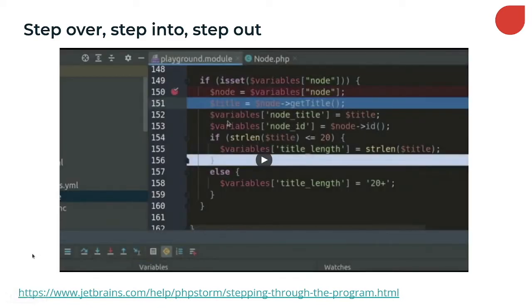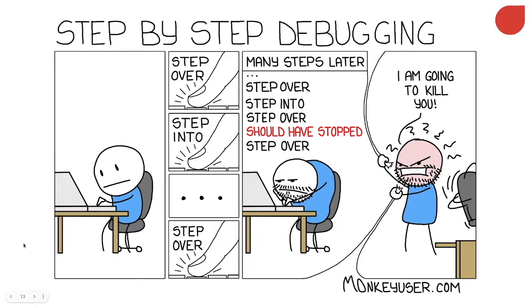And now I have found a really nice image that is the usual scenario when using the step over and step into. You were doing it for quite some time, and then as soon as you come to the place where you should stop, you press the step over again, and then you have to go all over again. So this is usually what is happening with step over and step into.